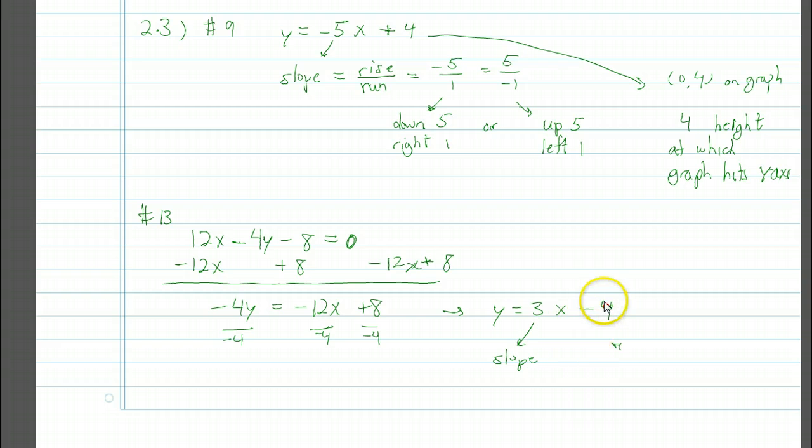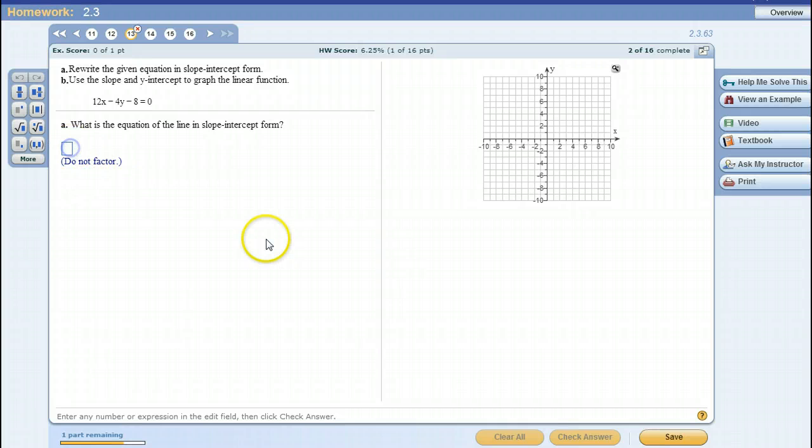Okay, it's a typo here. This should be a 2. Negative 8 over negative 4 is 2, not 4. So our slope is 3, and we should have a y-intercept of negative 2, not 4. So let's go back over. All right, input that. We should have y equals 3x minus 2.